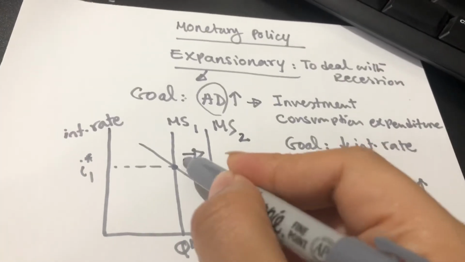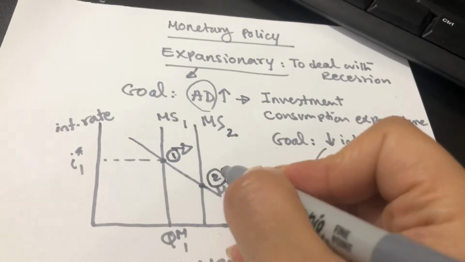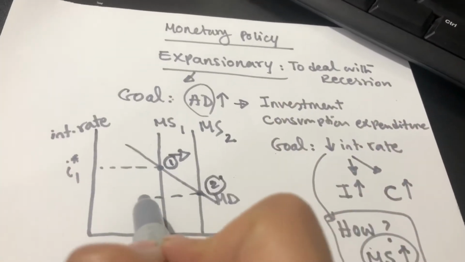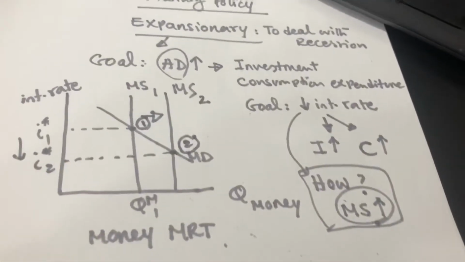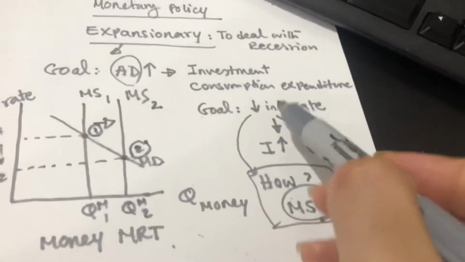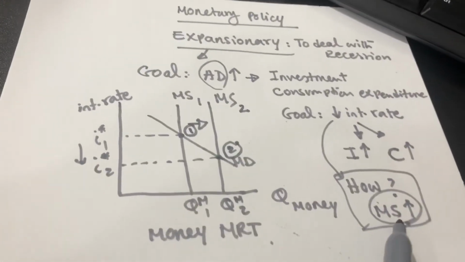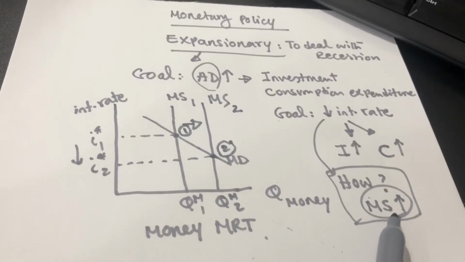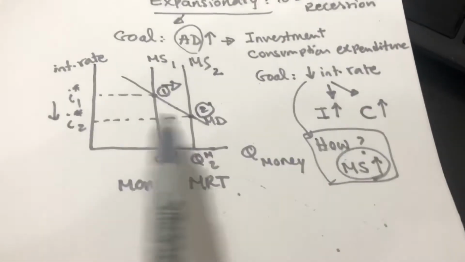And look, it was equilibrium. This was our equilibrium number 1. This is our equilibrium number 2. Look, at the new equilibrium, the interest rate went down. And of course, we have more money in the market. That was the goal. So the goal was to reduce the interest rate, and the interest rate went down as soon as the Federal Reserve increased the supply of money. Okay, so now the interest rate is lower.